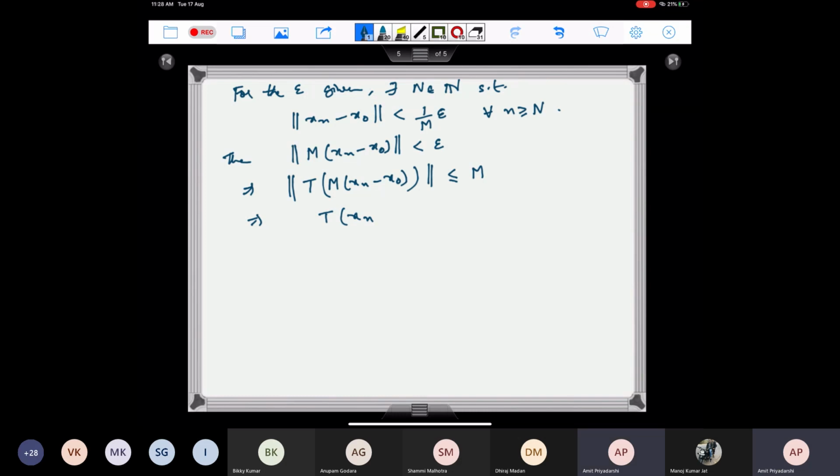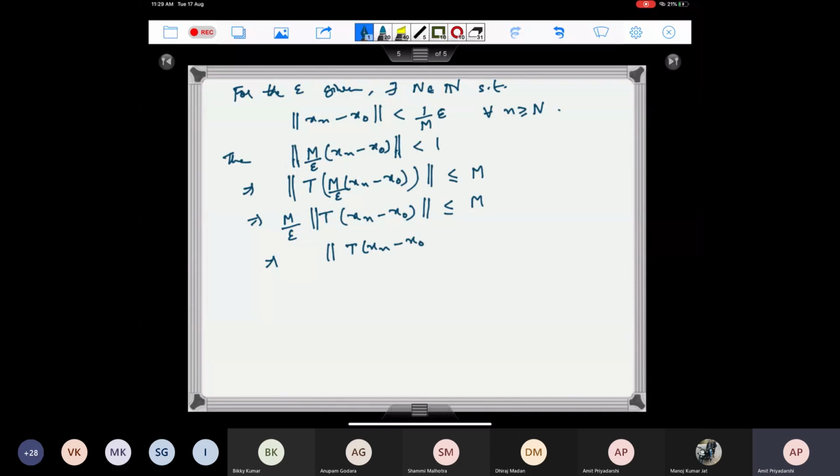Sorry, so let us change it a little. I can write it like this. If I write m by epsilon times norm of xn minus x naught, this is less than 1, and then T of this is less than or equal to m. So this will give m by epsilon times norm of T of xn minus x naught is less than or equal to m, which implies norm of T of xn minus x naught is less than or equal to epsilon. So I think what I was doing before was correct.